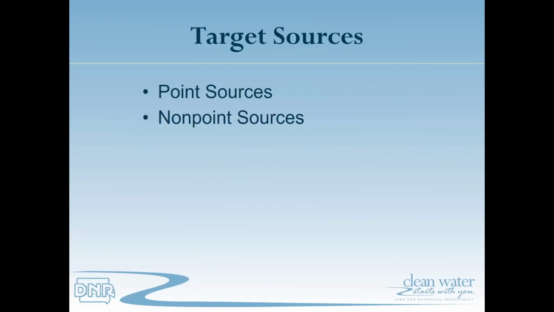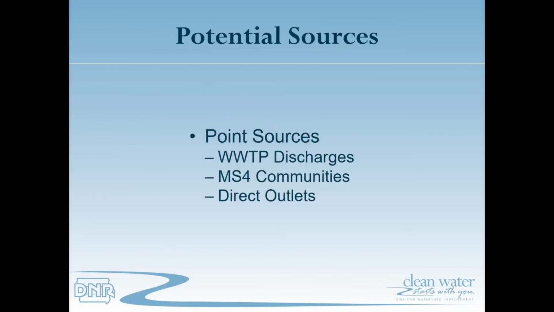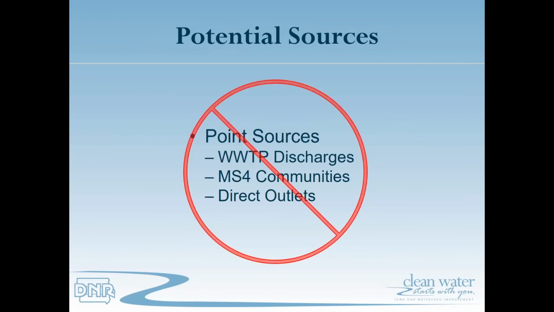So we have our target. What are sources of that target of phosphorus? Jeff did a good job of also explaining there are 2 different types, point sources and non-point sources. If we look at point sources or potential point sources in the lake watershed, there are none. There are several different types, wastewater treatment plants and direct outlets, something that you can point at or something that is permitted. So we don't have to worry about point sources in this watershed.